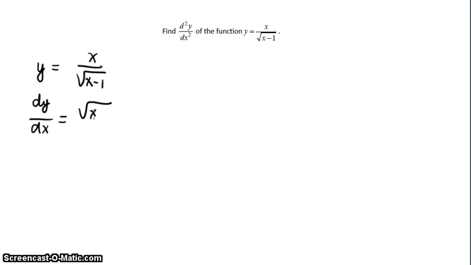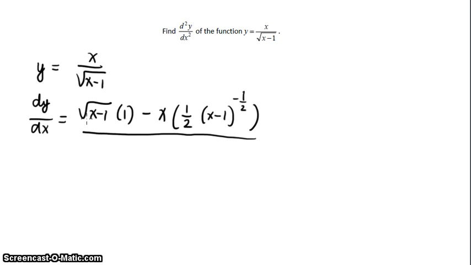So I have the square root of x minus 1 times 1 minus x times the derivative of the square root of x minus 1, which is 1/2 times x minus 1 to the negative 1/2. And then basically there's times 1, but we don't need to put that anymore. And then everything over the square of the square root of x minus 1, which is just x minus 1. And then you simplify it, so you have the square root of x minus 1 minus x over 2.